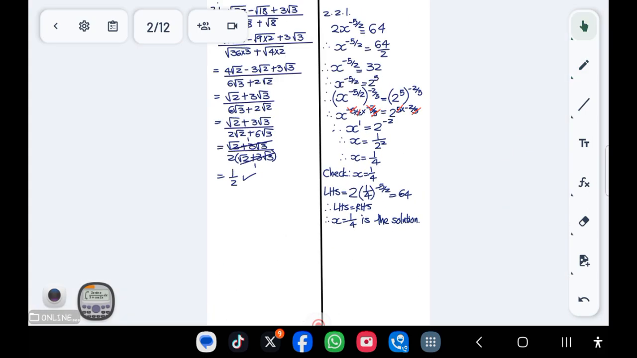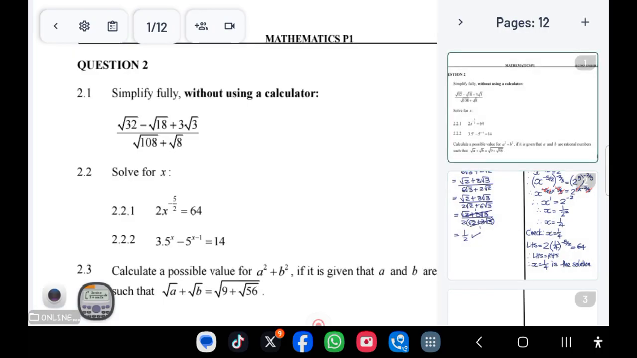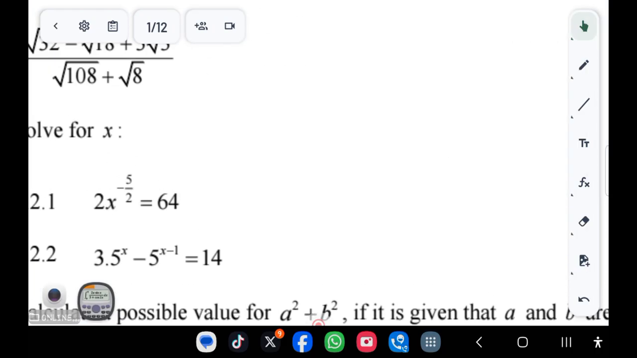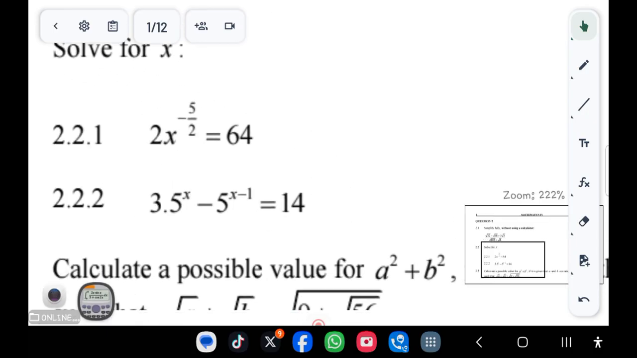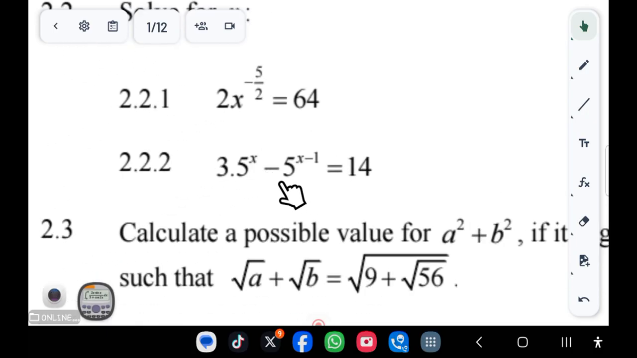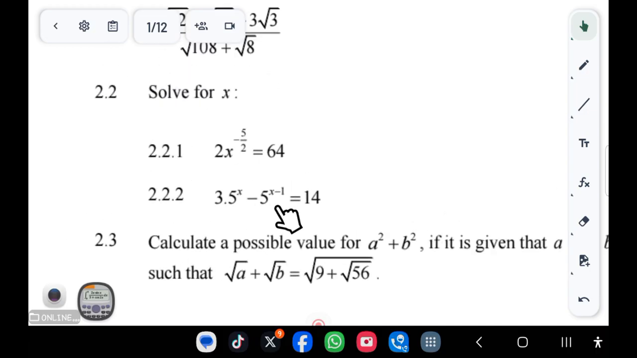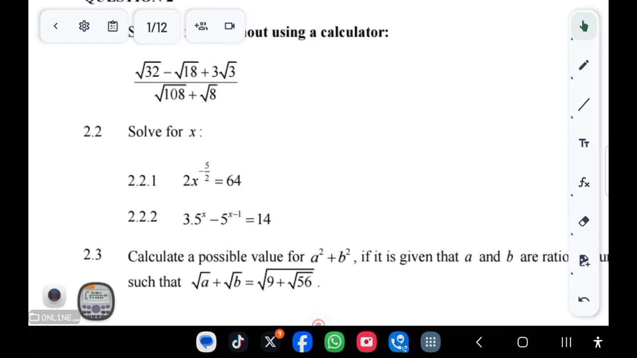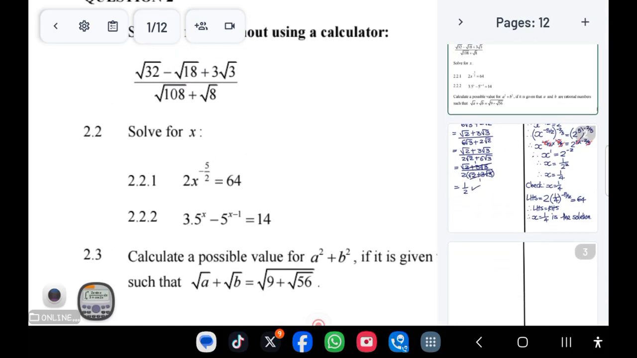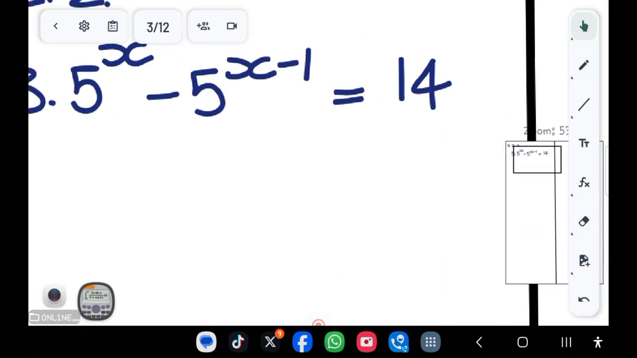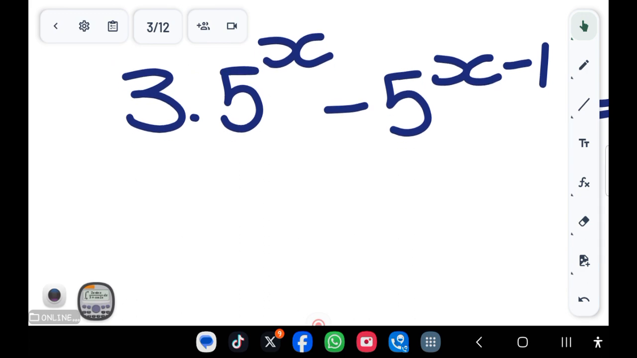Next question. Let's go back to the main question. Next question goes 2.2.2, 3 times 5 to the power of x minus 5 to the power of x minus 1 equals 14. Now what you do with these questions, if you find a question like this, step number 1, break everything up into individual exponents so that you can see exactly what's up.